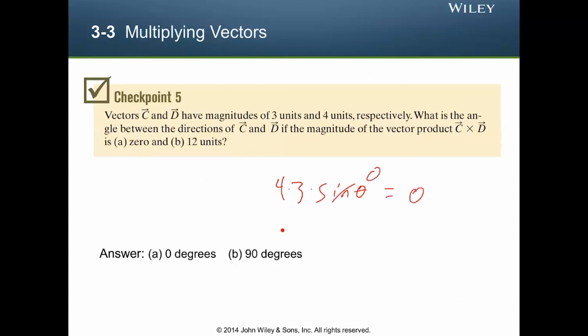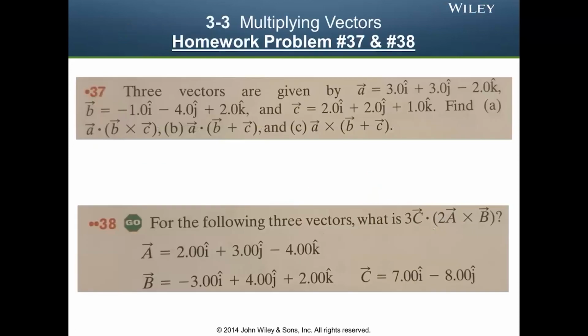If you do 4 times 3 times sine theta again, and it has to equal 12 units, that means that the sine equals 1. So it must be sine of 90. So you just get what you started with. You get 4 times 3 times 1, and you just get 12. There are some more book problems.